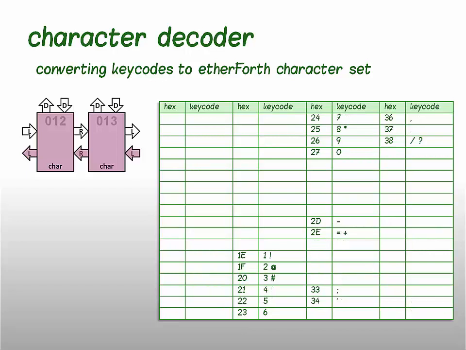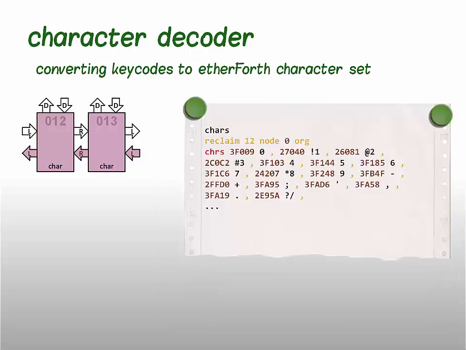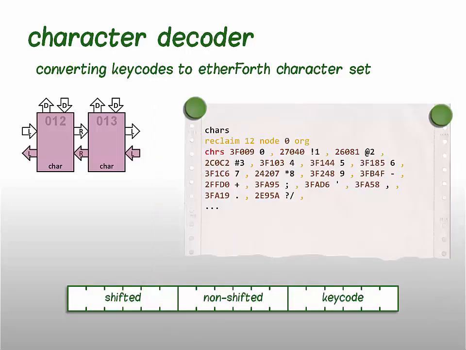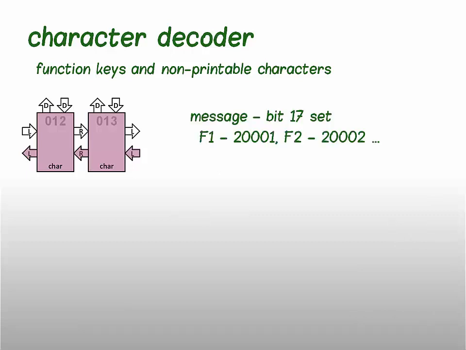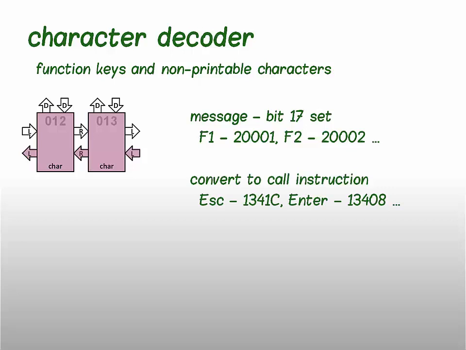What rests is a small set that we can store in a hash table. The table looks like this. Each word in the table contains a key code in the low 6 bits, which is used as an index. Non-shifted and shifted characters are then stored in middle and top 6 bits respectively. Function keys and non-printable characters have no code in Etherforce character set. They can be encoded either as messages with bit 17 set, or they can be converted into call instructions that we can send directly to a target node for port execution.